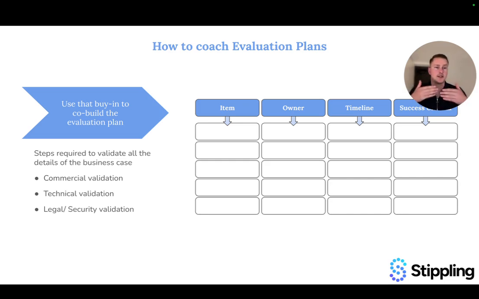But really, this is the plan that you co-own with your champion, where you just itemize out all the steps and it has the milestones on it. So it has those items, owners, timelines. But the most important thing that I want you to take away here, and when you're coaching your reps, what you're really looking for that gives them control over these deals is success criteria.